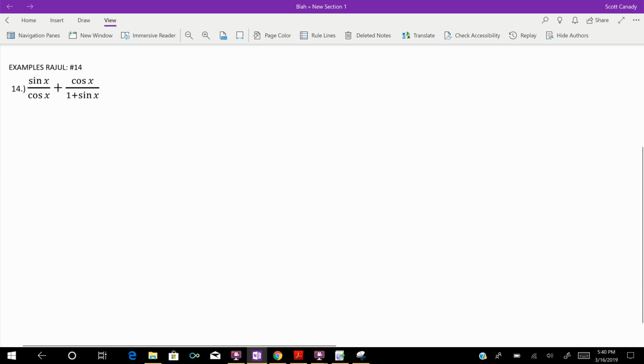All right, folks, we're doing example number 14. We have a fraction here. So the very first thing that I'm going to want to do is get common denominators for that fraction. So that's going to be my strategy here.